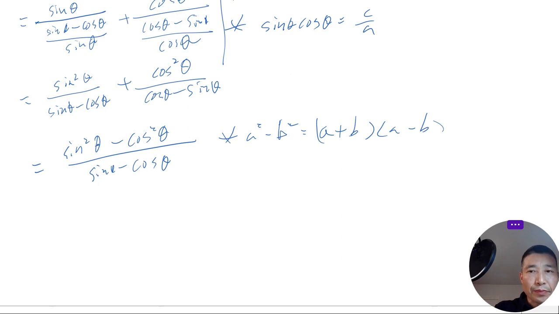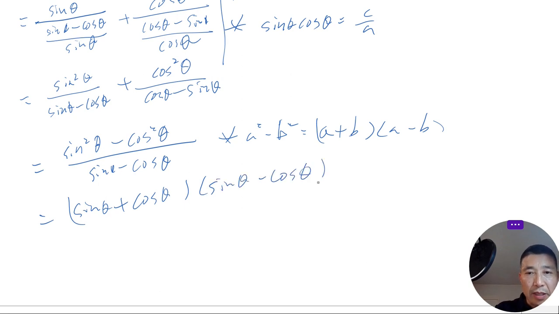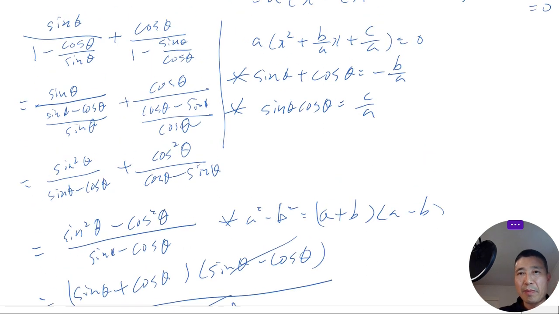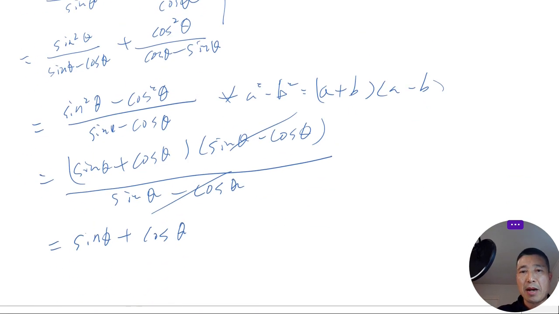So that becomes a sine theta plus cosine theta times sine theta minus cosine theta, isn't it? Over sine theta minus cosine theta. So simply you cancel them out. What is left is sine theta plus cosine theta. Hooray! So that is what? Over here. Minus b over a.